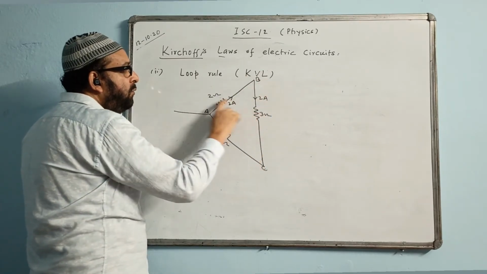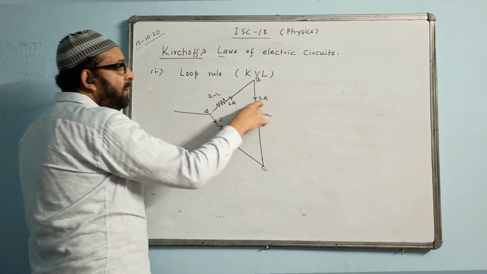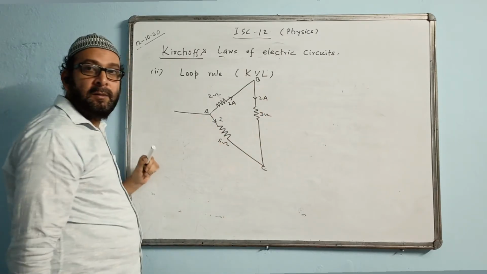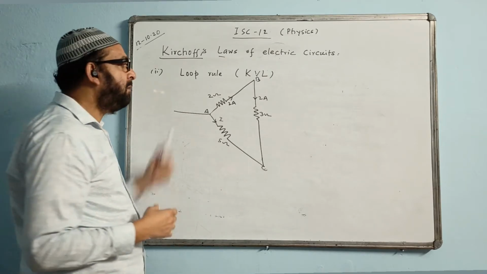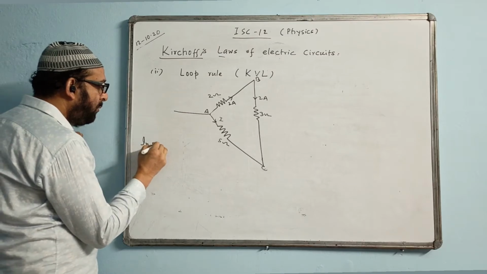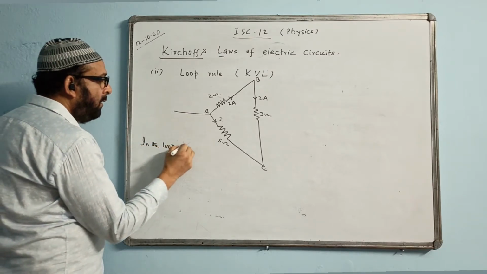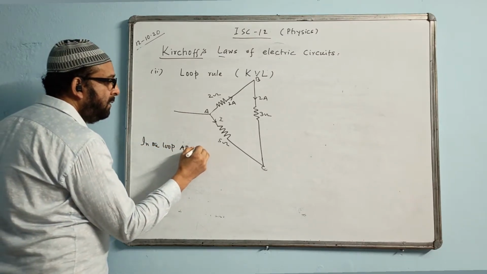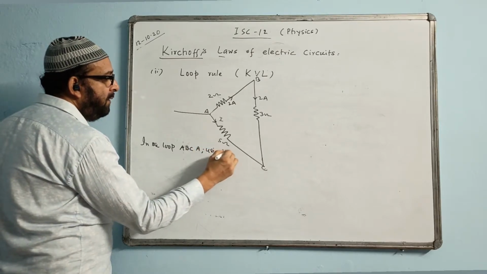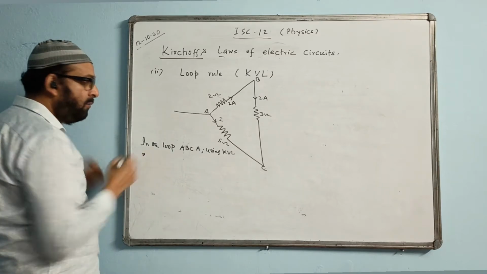If you take it this way, the two currents will be, say, 2 ampere, 2 ampere in the same direction. And here the current will be in the opposite direction. So take it according to the majority current. So I write here in the loop, A, B, C, A, again closing it, using KVL, Kirchhoff's voltage law.